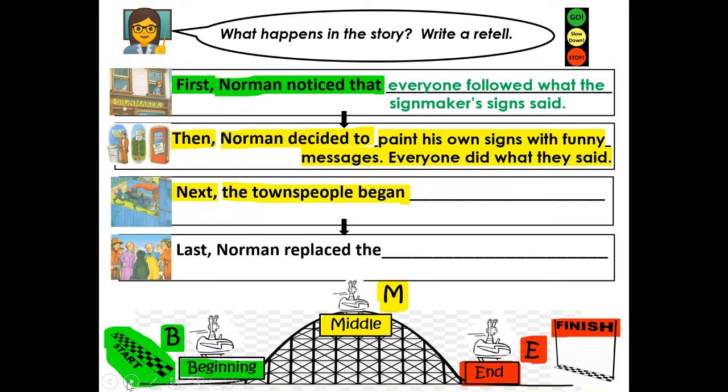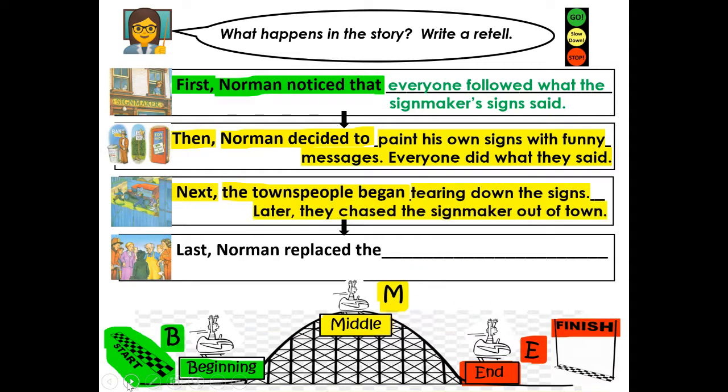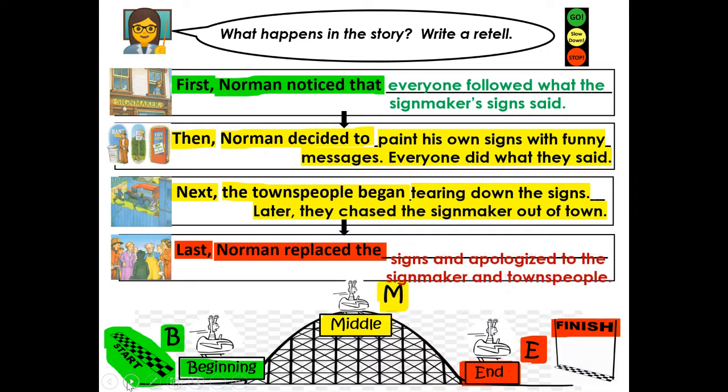Next, the townspeople began, what did they begin doing? The townspeople began tearing down the signs. Later, they chased the sign maker out of town. And finally, last, what happened at the end of the story? Last, Norman replaced the signs and apologized to the sign maker and townspeople.